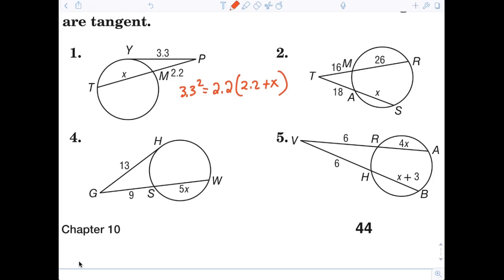Come on, look up. Make sure you're hearing me. 3.3 squared divided by 2.2 minus 2.2. Now, I need to make sure everybody can see what I just said. So understand that. You're not distributing the 2.2. You're dividing out the 2.2. So once again, 3.3 squared divided by 2.2 minus 2.2.